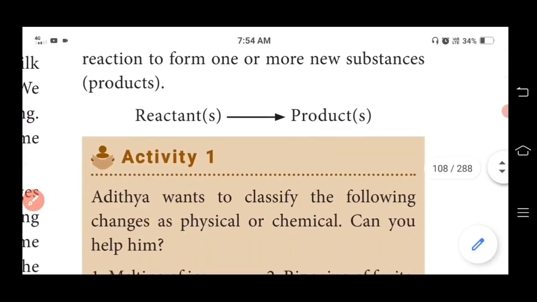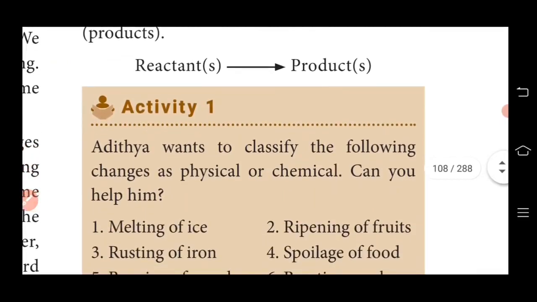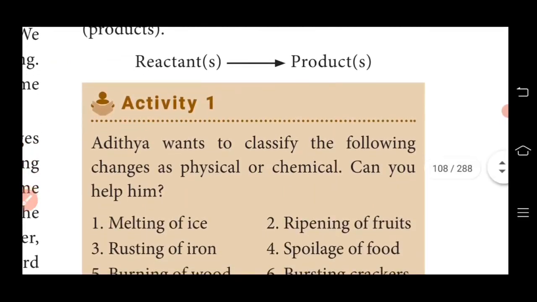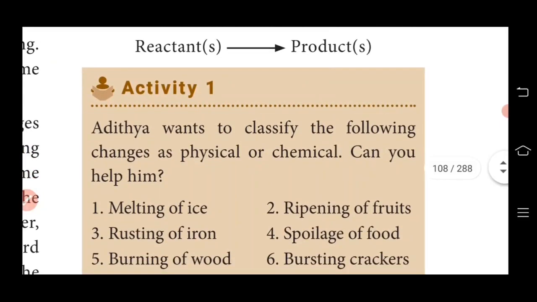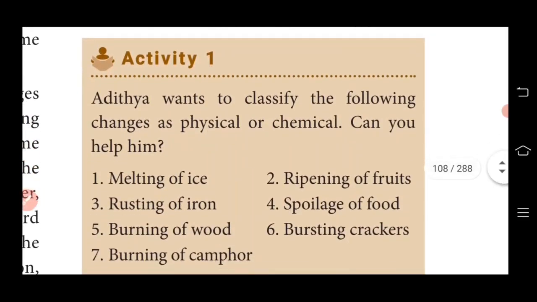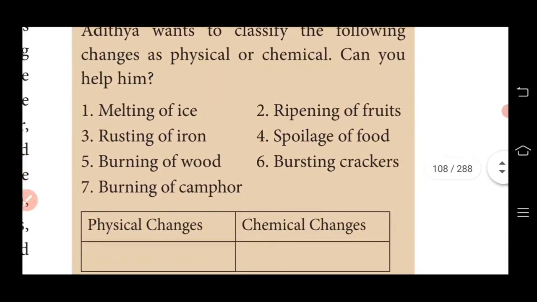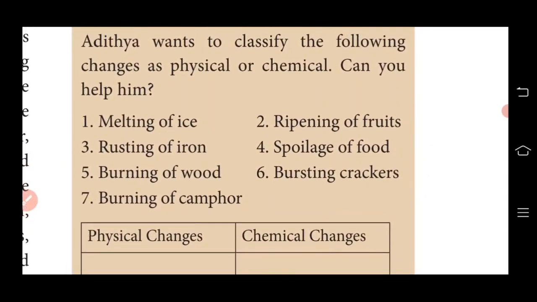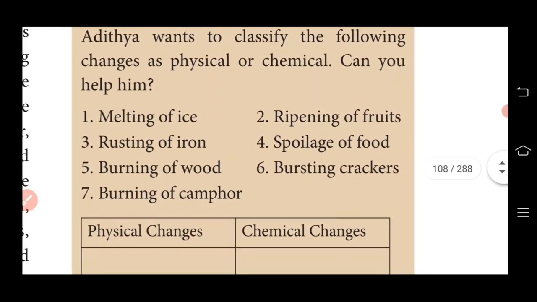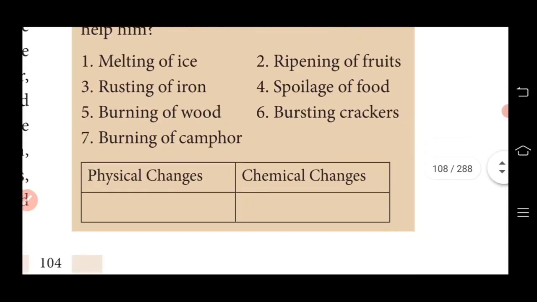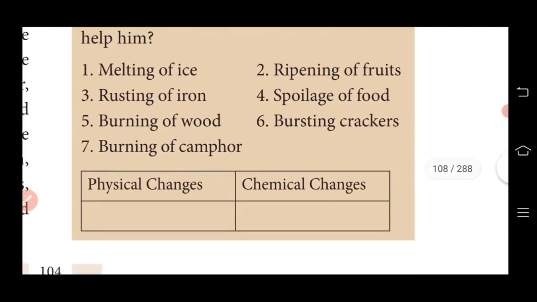And here is the activity for you. You have to classify the following substances as physical or chemical changes: melting of ice, rusting of iron, burning of paper, burning of camphor, ripening of fruits, spoilage of food, bursting crackers. So you have to do the activity on your own.